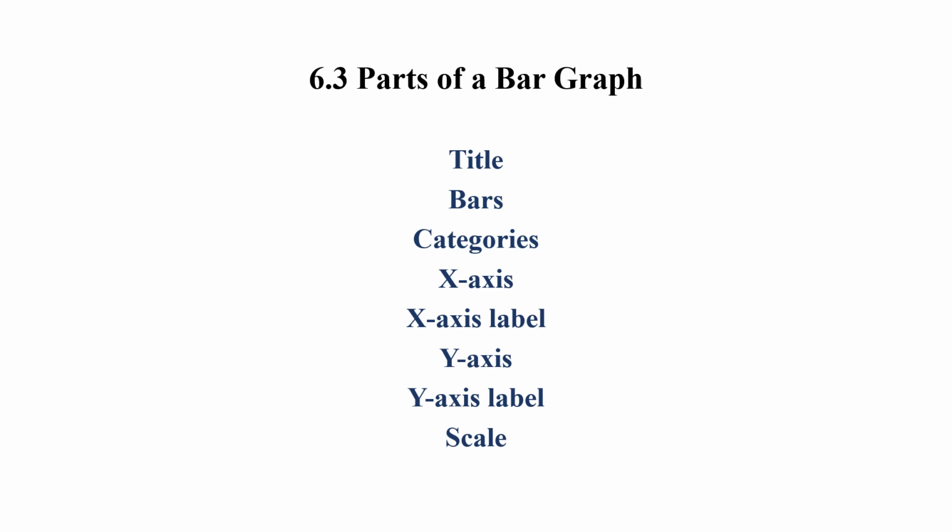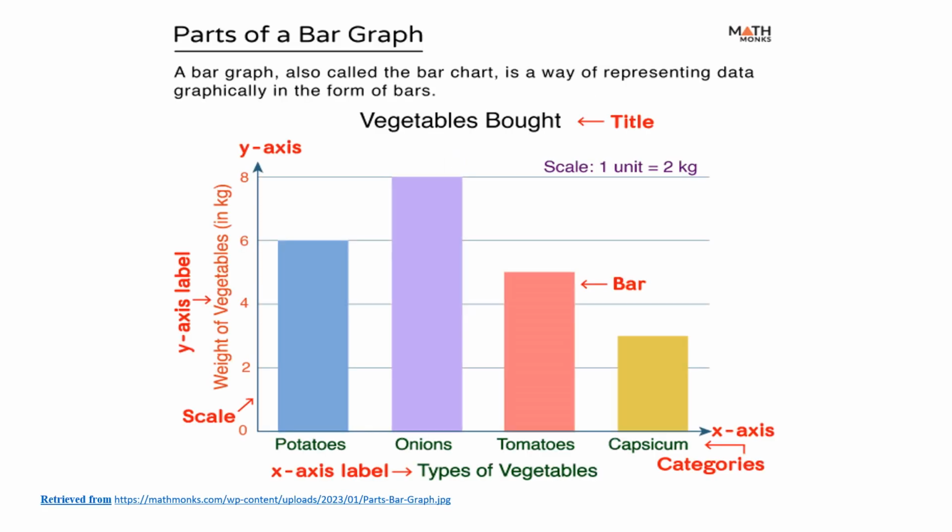6.3 Parts of a bar graph. They are title, bars, category, x-axis label, y-axis label, and scale. So, if we look on this slide, we can see these parts of the graph. Everything starts with the title, Vegetables Board. Then we can see the y-axis and y-axis label, weight of vegetables in kilograms.